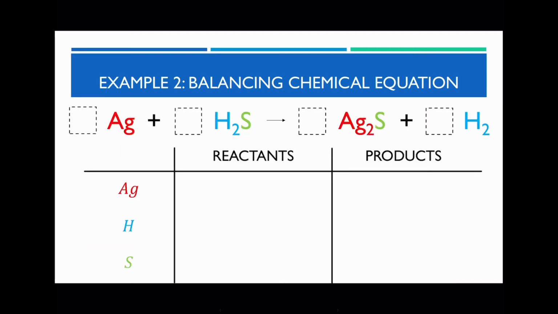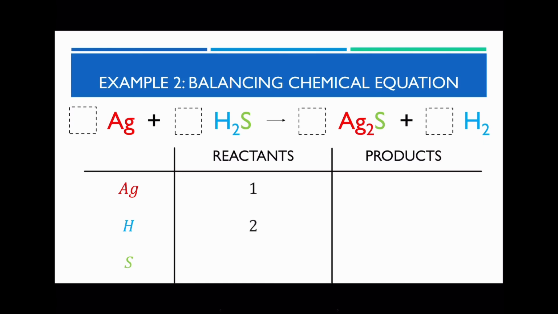So let's look at another slightly more difficult example. In this case, this particular chemical equation is unbalanced, and what we want to do is balance it. I can see that there's only one silver atom on the left hand side.